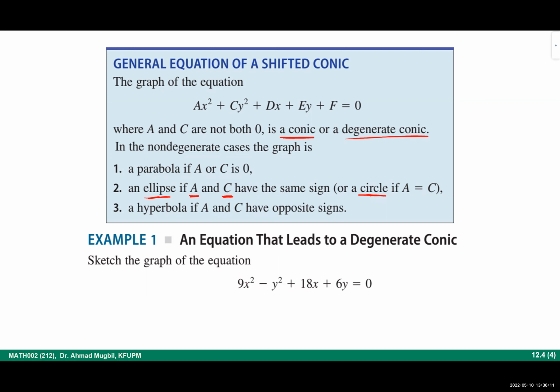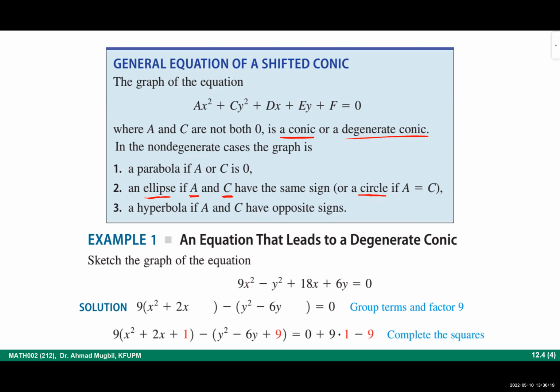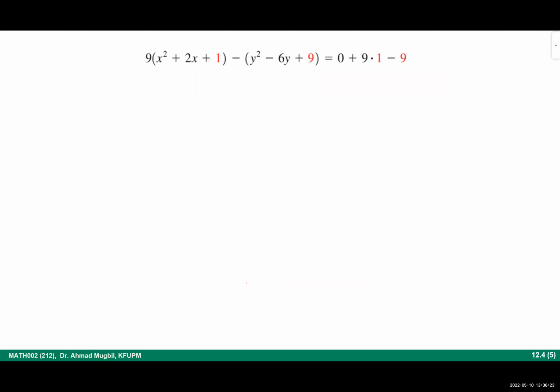What we will do, we will complete the square. This is, of course, what we usually do to get the standard form. To complete the square, you need to complete the square in X and in Y. And here we are. You can also do one more step. You can divide both sides by 9, but it is in fact a useless step.